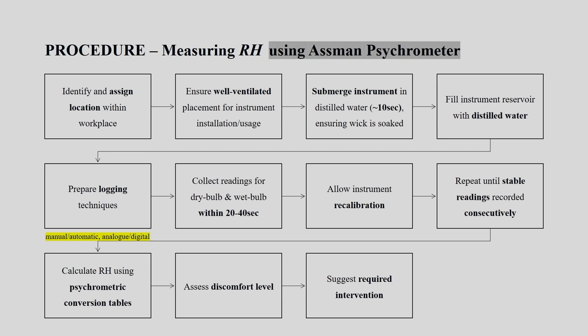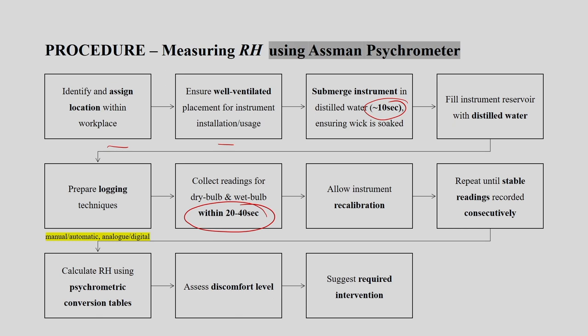This is the procedure here. For all these varieties, the initial phases are the same. In the third phase, you have to submerge the instrument in distilled water. Why? Because you are going to create that wet bulb, right? For less than about 10 seconds, ensuring the wick is soaked. Fill the instrument reservoir with distilled water, then prepare the logging system and collect the readings for dry bulb and wet bulb within 20 to 40 seconds. Allow the instrument to recalibrate, and repeat that procedure until your consecutive readings come out the same.